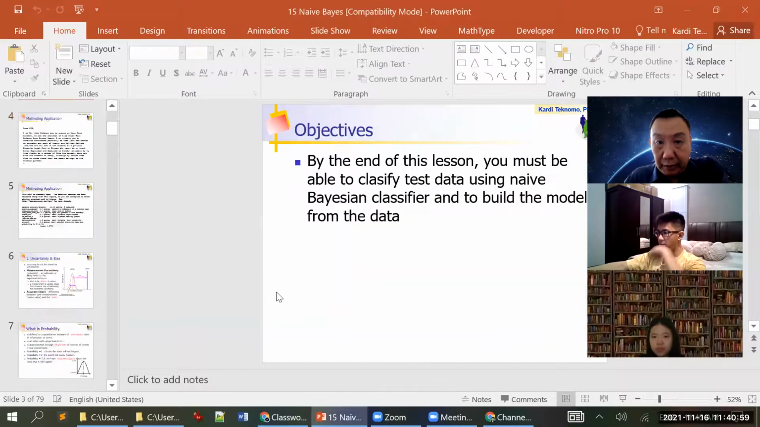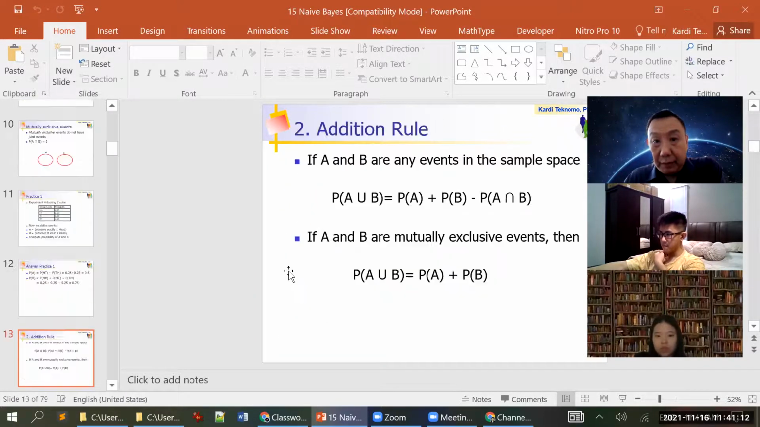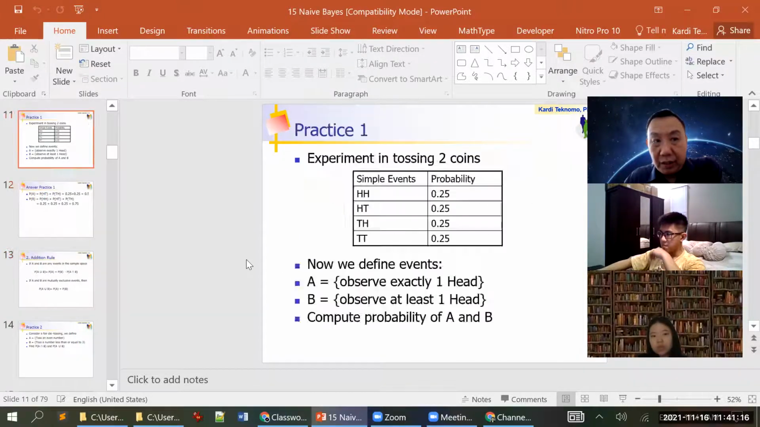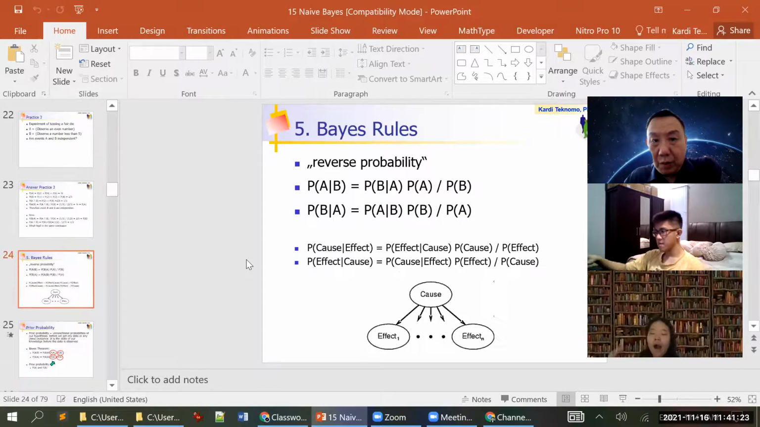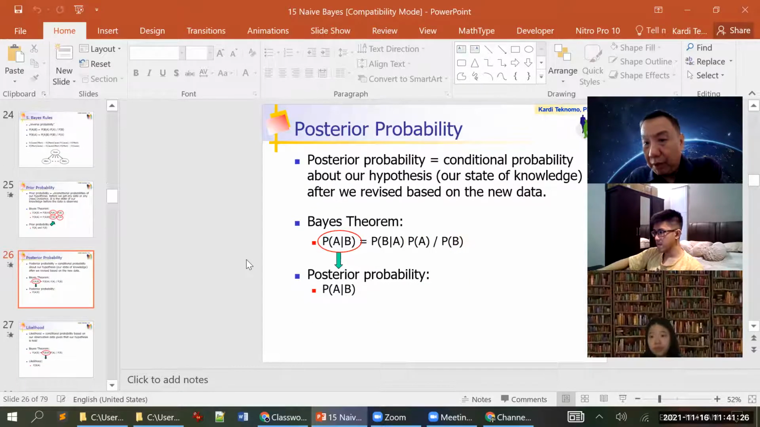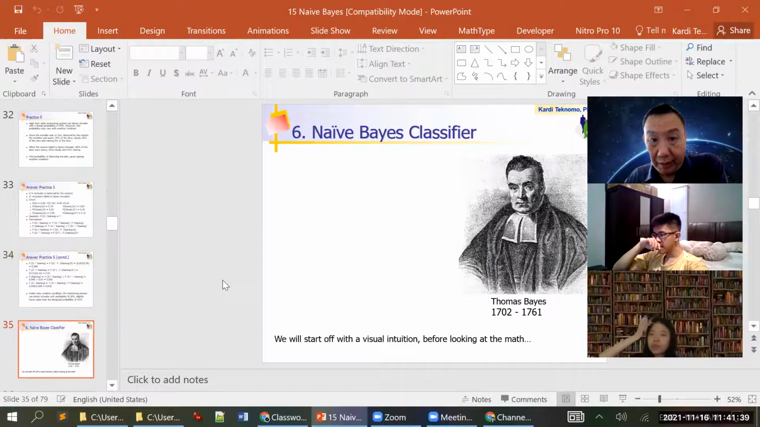If you read the slide, naive Bayes is usually used for text classification, for example, spam filter. In the slide, I give a review: what is probability, what is conditional probability, what is Bayes rule, prior probability, posterior probability. We have discussed this also during the LDA, so in that case I can skip this part. So let's start with slide 35, which is a naive Bayes classifier.